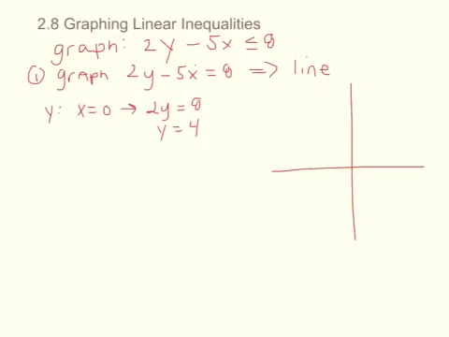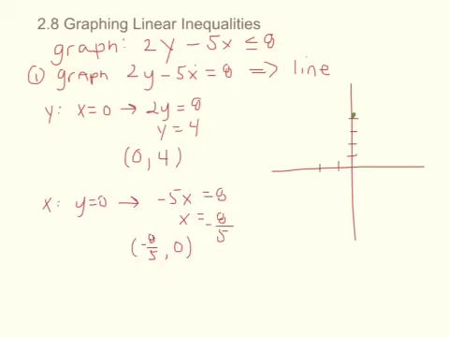In order to find our y-intercept, we know that is when our x equals 0. So if we plug 0 in for x, we get 2y equals 8 and our y equals 4. That gives us our point 0, 4. That point is shown in green. For our second point, we are going to determine our x-intercept, and that is when our y equals 0. So if we plug 0 in for y, we get our x to equal negative 8 over 5. That means our second point to plot is negative 8 over 5, 0. This is also shown in green.